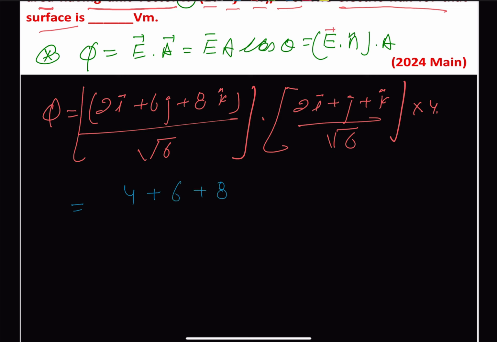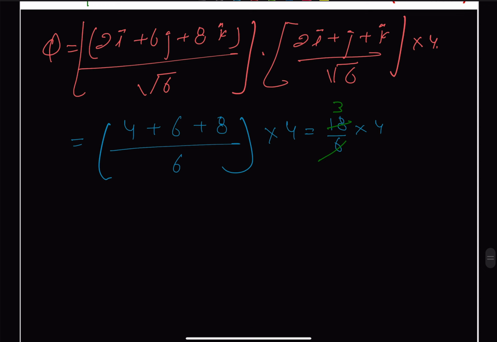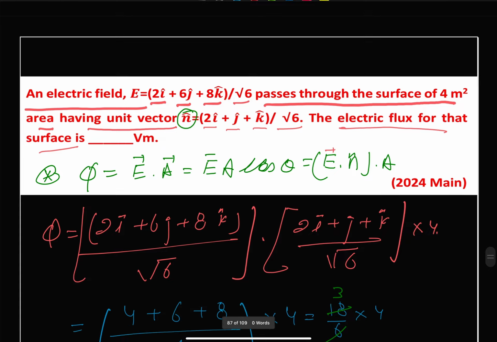And the denominator will be coming as 6, and multiply by 4. So this will be coming as 18 divided by 6 multiplied by 4. So this goes by 3, giving us flux as 12. So flux will be coming as 12 volt meter.